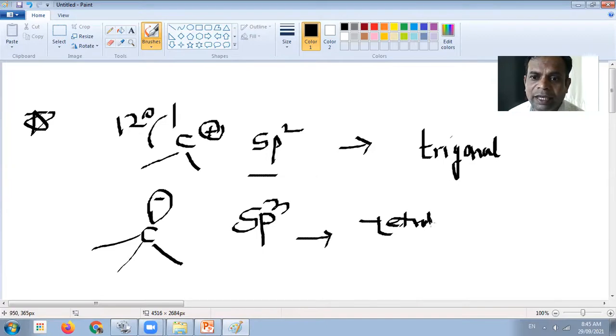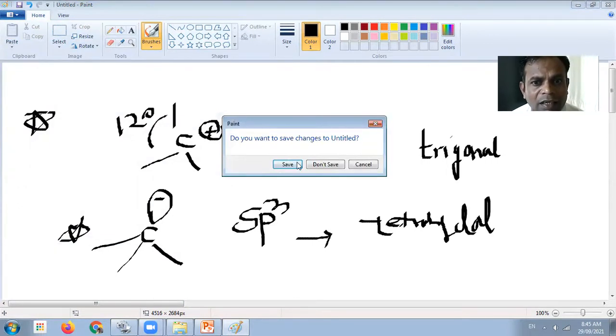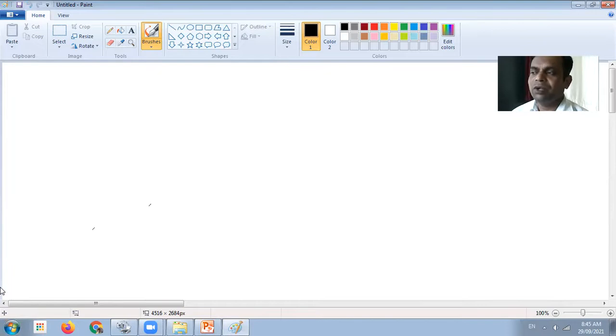Tetrahedral is its geometry. So this is a carbocation and a carbanion. After that, you must know some terminologies. Again, you must know what reactions are, and the various types of reactions. Depending upon the reaction, these are classified into various types.